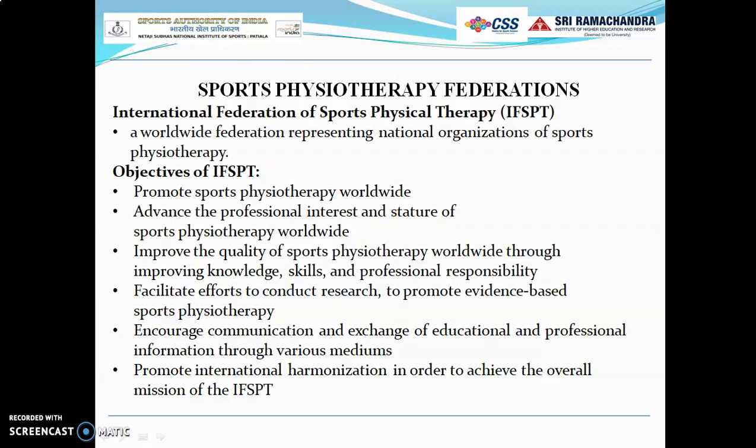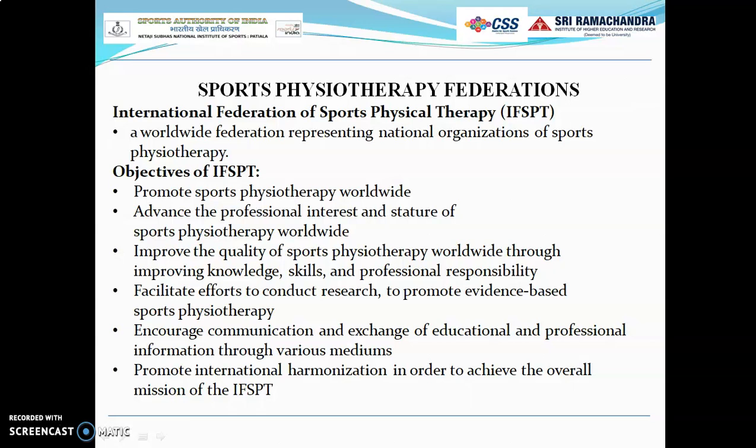Now, what are the sports physiotherapy federations? As we discussed, the International Federation of Sports Physical Therapy, that's called IFSPT. Already the competencies have been discussed. They have discussed about 11 competencies.